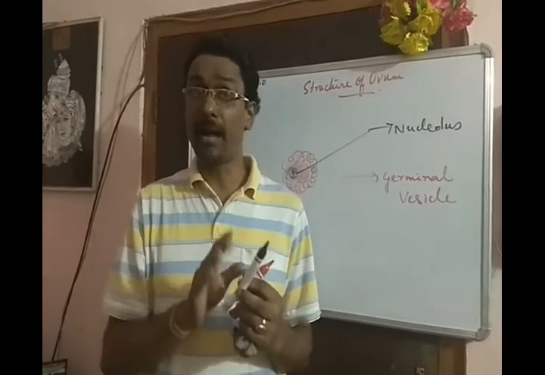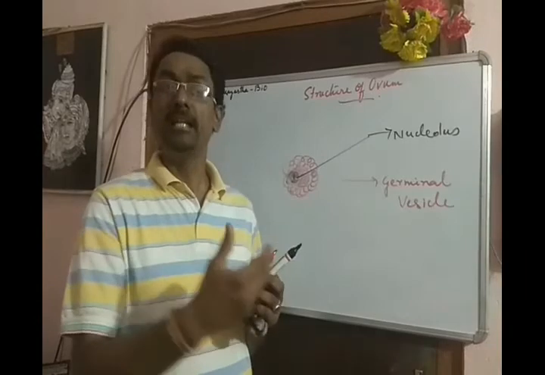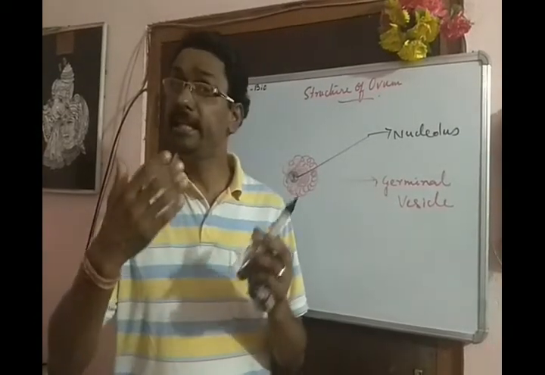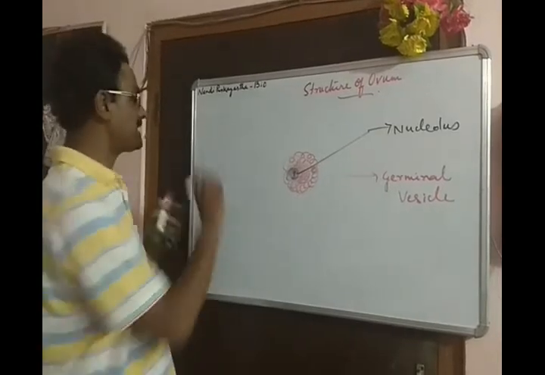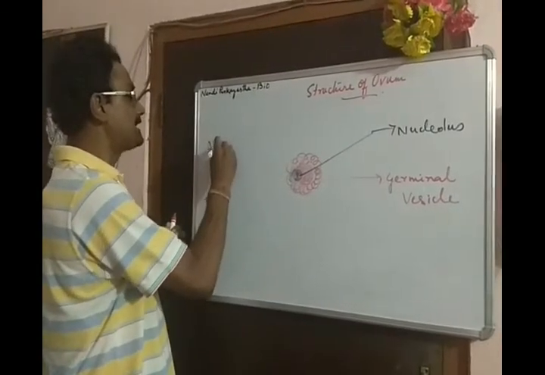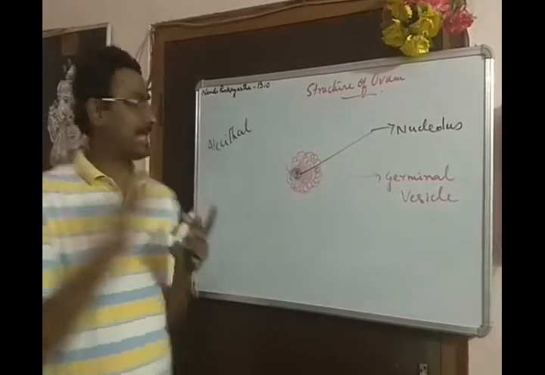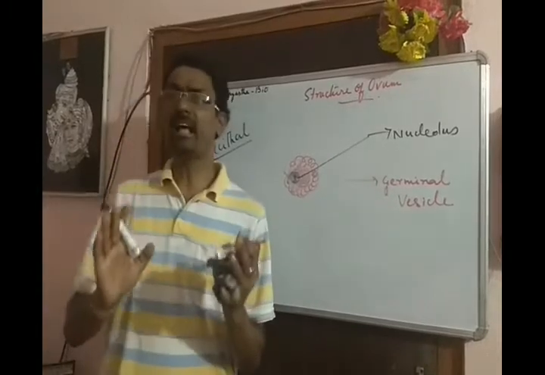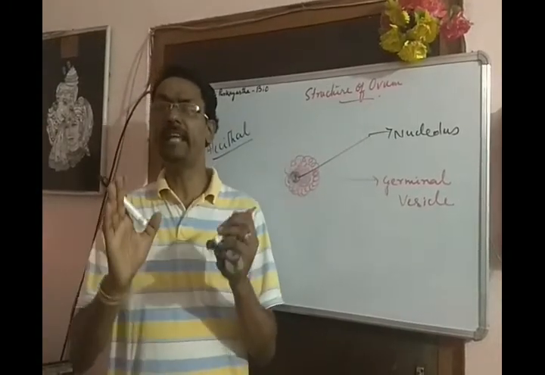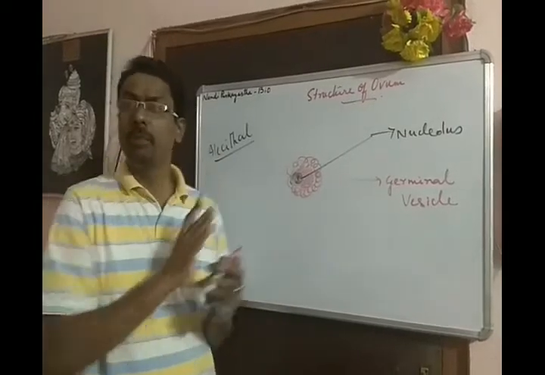One thing you have to keep in mind, the egg of human or the egg of female does not contain any yolk. So it is called alecithal, A-L-E-C-I-T-H-A-L. Okay? It is called alecithal. So this is the first thing that we are finding in case of knowing the egg of human being.